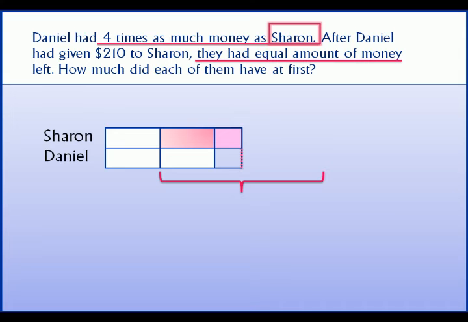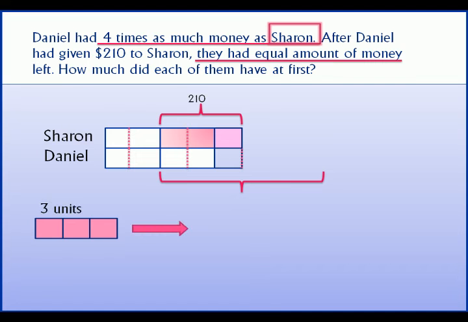Now they have an equal amount of money left, but the sizes of the units are not the same, so let's make the size of the units the same by splitting 1 unit into two parts. Now when we look at this, this is the amount of money that was given by Daniel to Sharon, which is $210, and that is equal to 3 units. 3 units is equal to $210, which means 1 unit is equal to 210 divided by 3, which is equal to 70.